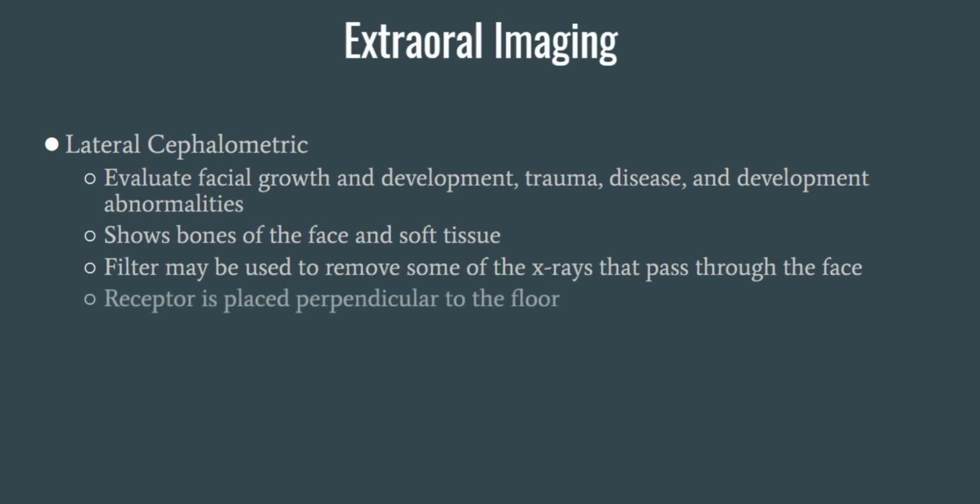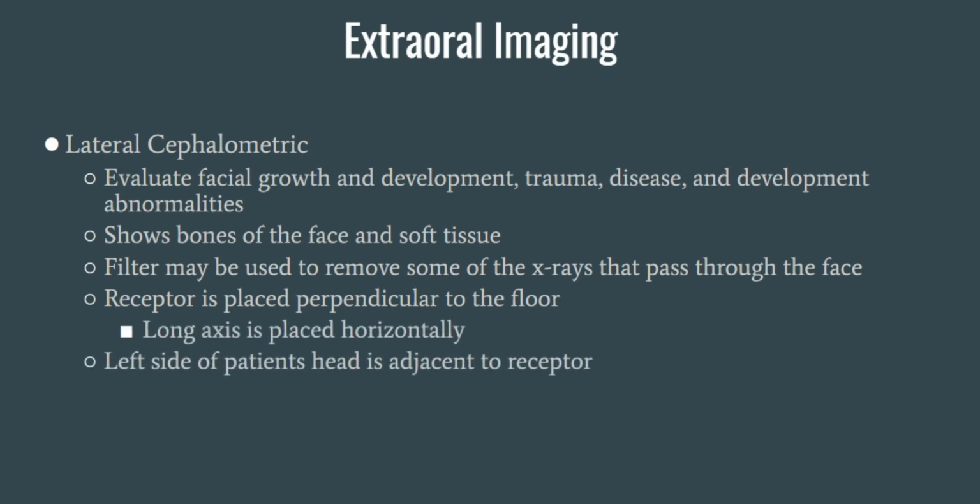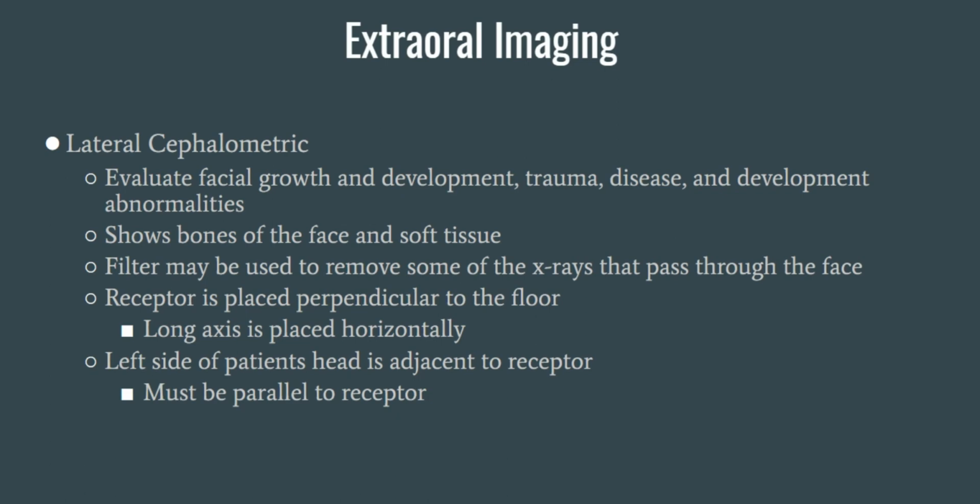The receptor and the cassette is going to be placed perpendicular to the floor with the long axis of the cassette positioned horizontally. The left side of the patient's head will be next to the receptor. The head, though, must run parallel to the receptor. So keep in mind with that mid-sagittal plane, the mid-sagittal plane should be perpendicular, and the mid-sagittal plane will also be parallel with the cassette.